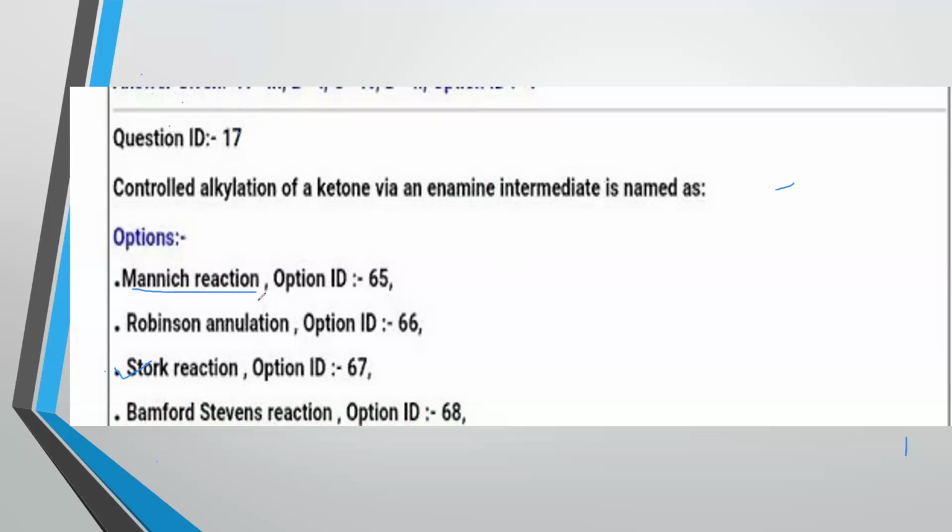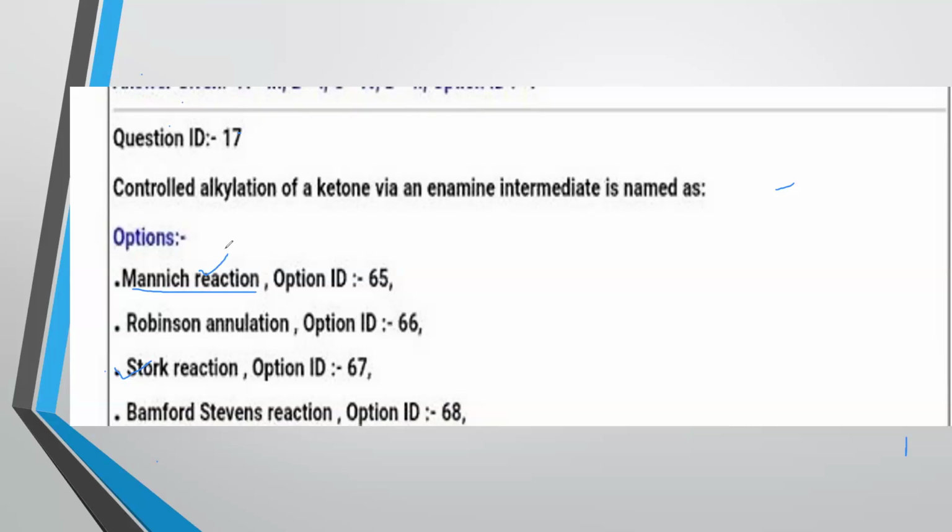This Mannich reaction is also used in the synthesis of one drug, if you know. Can you name that drug? Anyone? Triprolidine. Very good, beta Karthikeyan. Very good. This Mannich reaction is also used in the synthesis of triprolidine.